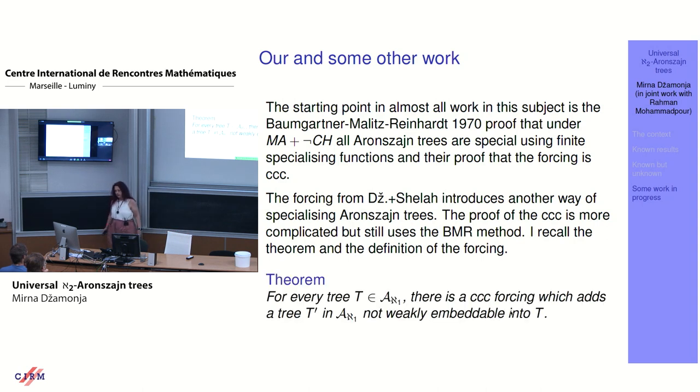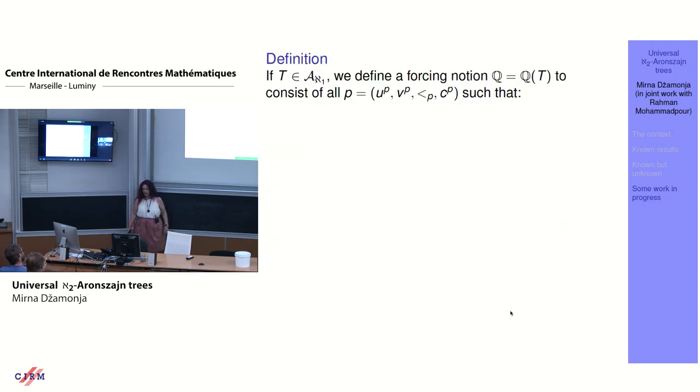The theorem is that whenever we have a tree T which is Aronszajn, then we can find a ccc forcing which adds another Aronszajn tree, so that this other Aronszajn tree is not weakly embeddable into the one that we started from. And I'll show you the definition. This slide, unlike the other ones, has some notation. I'll try to walk you slowly through it, but if you don't remember everything, it's not so important.